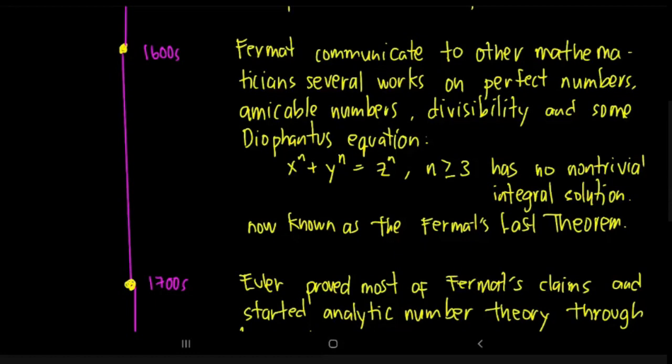One of the most famous equations studied by Fermat is the equation x to the n plus y to the n is equal to z to the n. And Fermat stated that for n greater than or equal to 3, this equation has no non-trivial integral solution. Unfortunately, Fermat did not give any proof for this equation. He just claimed that he was able to find the proof, but stated that the margin of his notes was not enough to contain the proof.